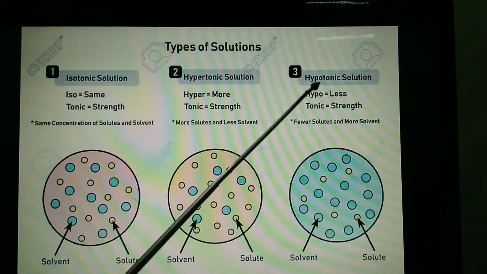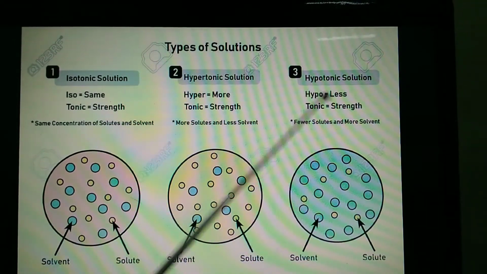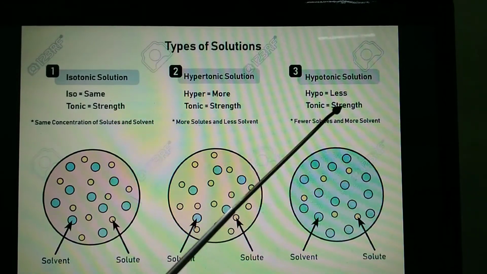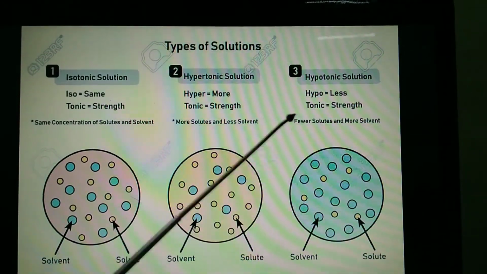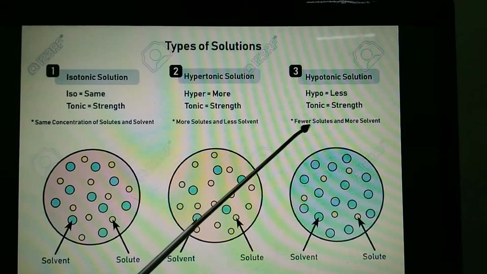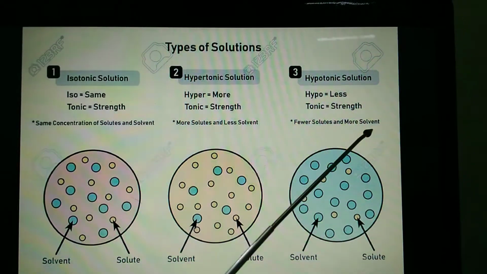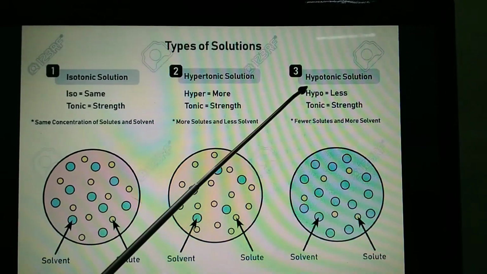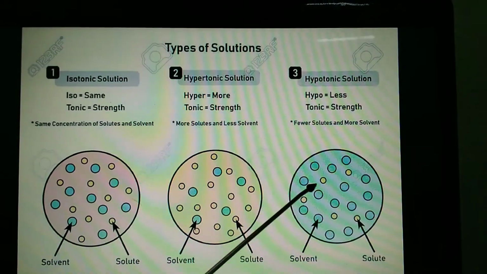On the other hand, in case of hypotonic solution, hypo means less and tonic means strength. That means a solution where there are fewer solutes, or the amount of solute is less than that of the solvent. That type of solution is called a hypotonic solution.